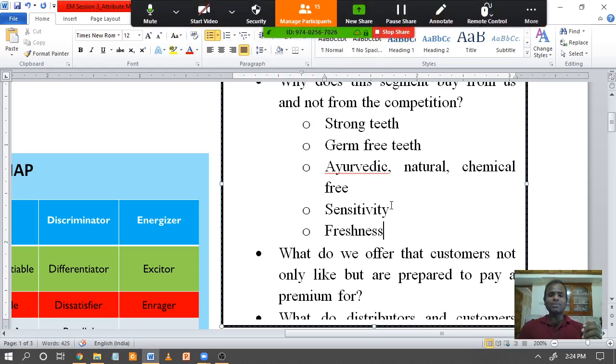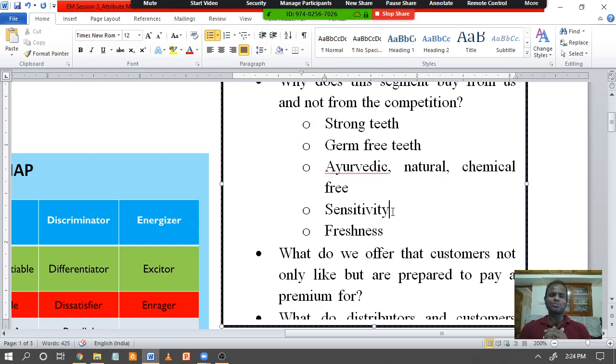Now, how does Sensodyne do their advertisements? Have you seen? Nowadays they show a doctor, a dentist talking about the product. If you have sensitive teeth, why not use Sensodyne?